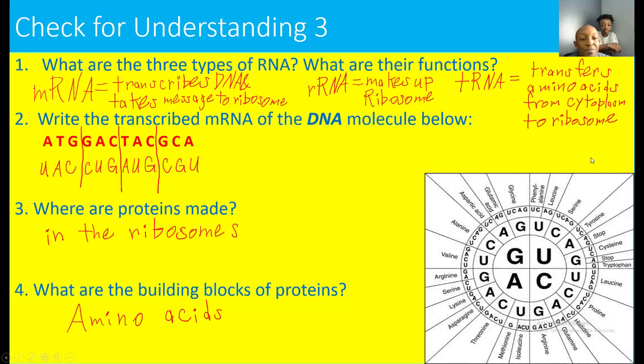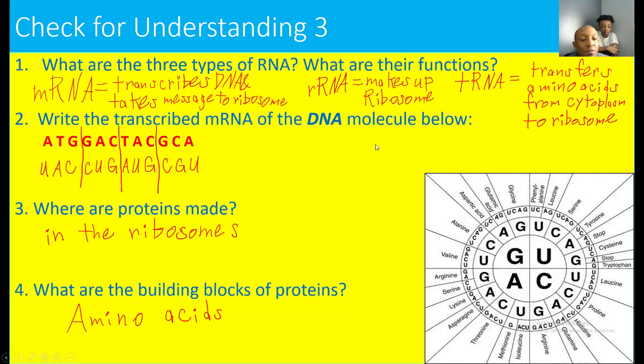Alright, very good. So now for our second question. Write the transcript mRNA of the DNA molecule below. Okay, so what I like to do on mine, I always like to separate mine in 3s. Remember, those codons come in 3s. This also helps me to organize my information when I write it. So ATG transcribes to UAC, GAC transcribes to CUG, TAC to AUG, and then GCA to CGU. Remember, when we go from DNA to RNA, that thymine turns into uracil.